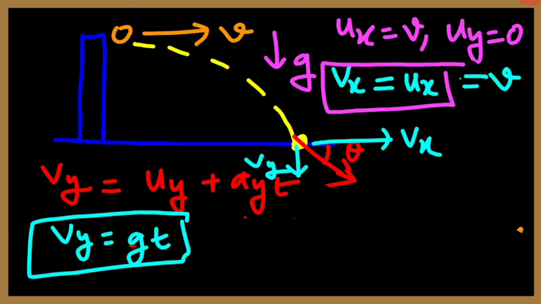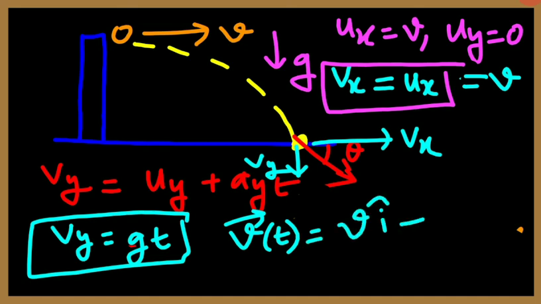So I can write the velocity in vector form, as velocity as a function of time, v i cap minus gt j cap. Why minus gt? Why not plus? Because it is in the negative y direction. Now the angle it makes with the x-axis. We can find out the angle like this.